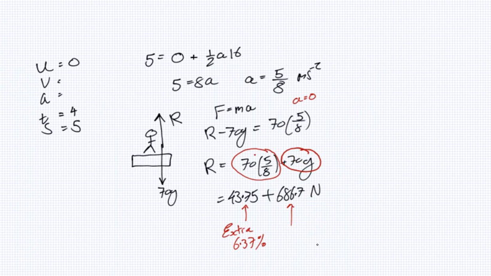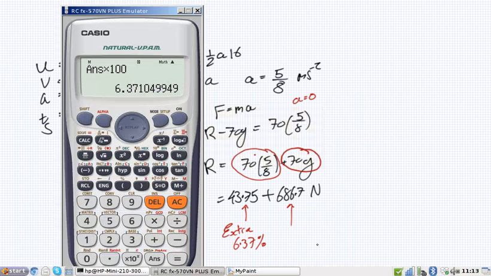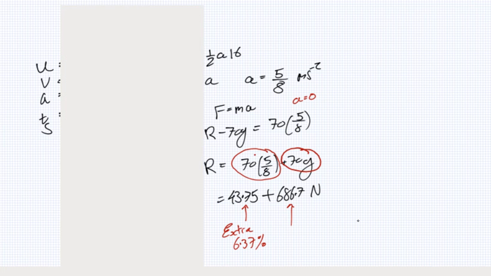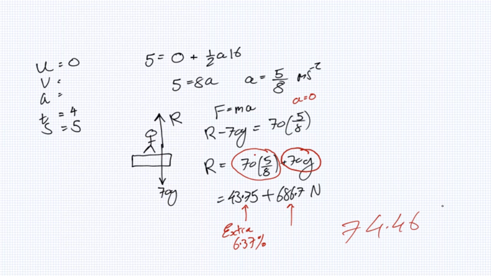So instead of saying 70 kg, it will say, just increase the 70 by 6%, and that comes in at 74.46 kg. A tricky question.